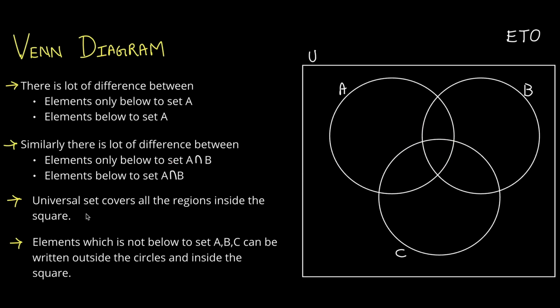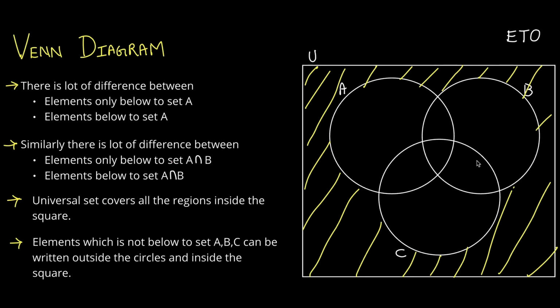The third important note is that the universal set covers all the region inside the square, meaning the universal set is equal to the sum of all regions. The fourth important note is that elements which do not belong to sets A, B, C can be written outside the circles and inside the square. This is the region where we can write those elements, and those elements belong to the universal set.